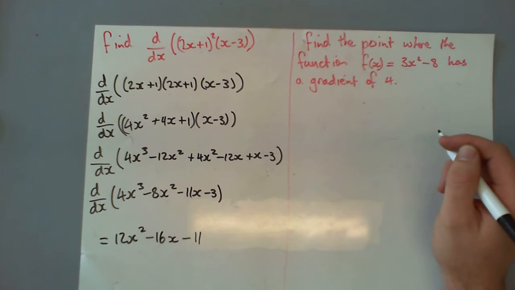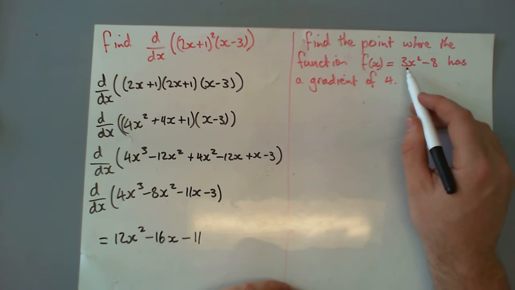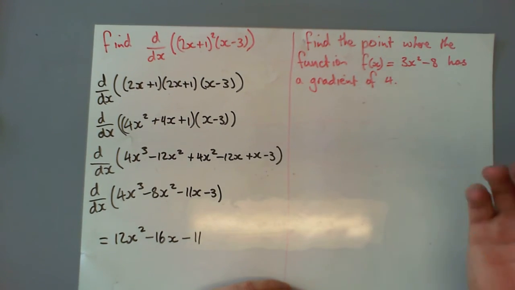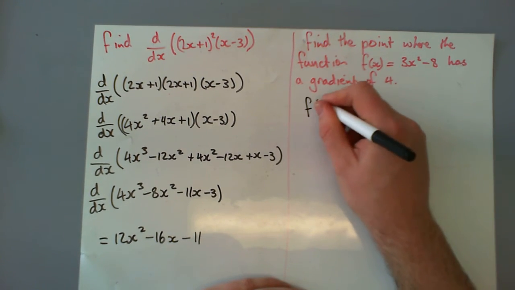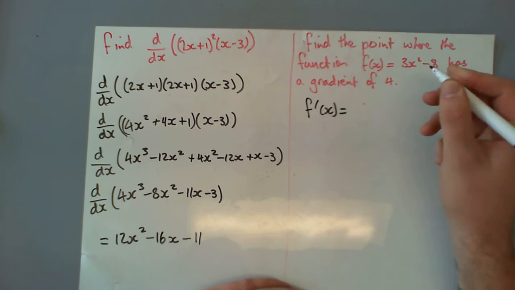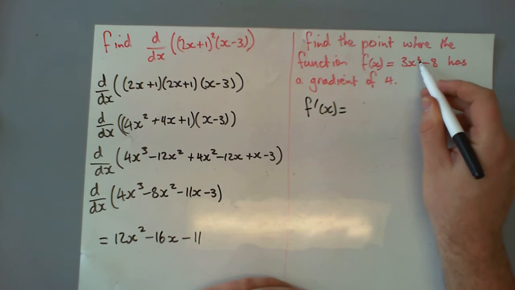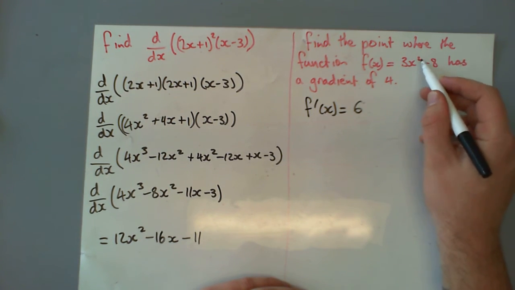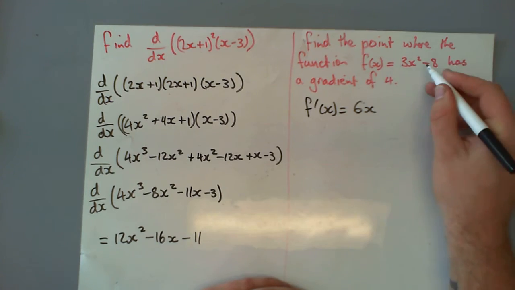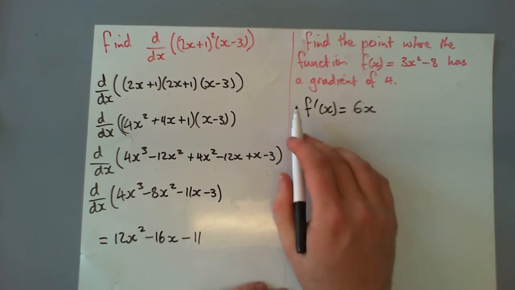Okay, our last example here is find the point where the function f of x equals 3x squared take 8 has a gradient of 4. Okay, so what we need to do here is we need to find our derivative first. So we say, well, f dash of x is equal to, that was our original function, 3x squared take 8, so 2 times 3 is 6. The power gets reduced, so it's 6x. The 8 disappears.